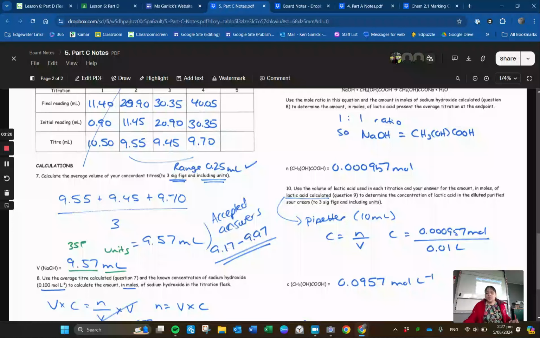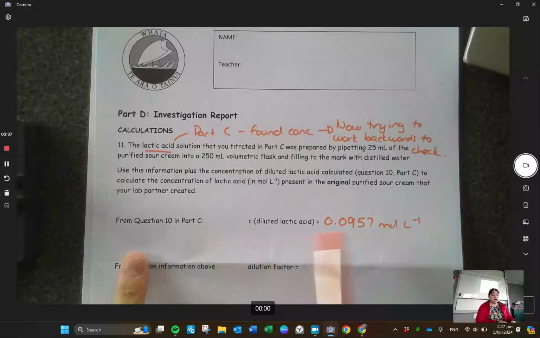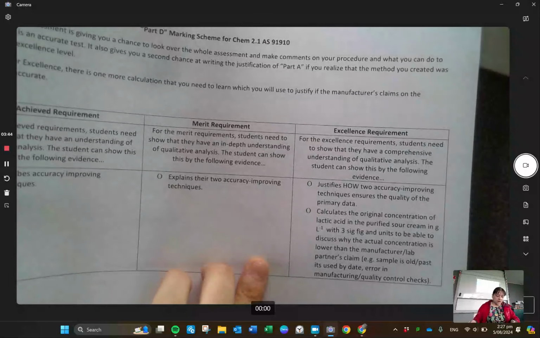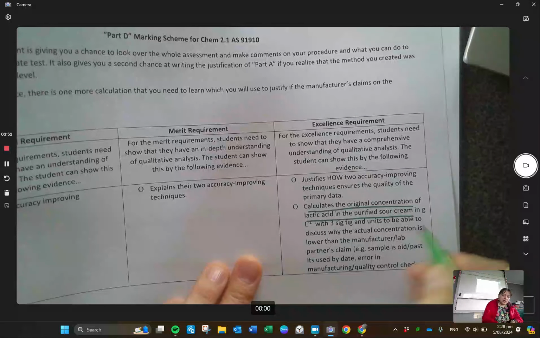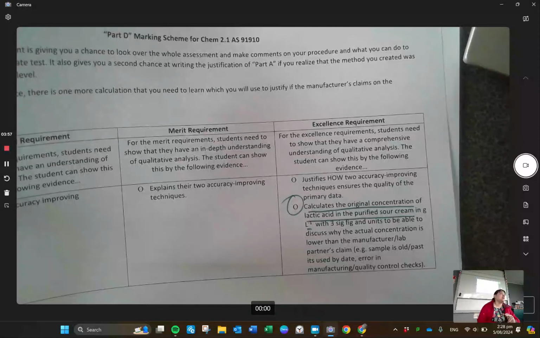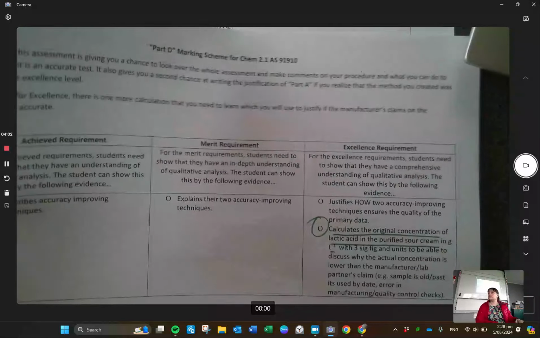All right, cool. So let me just pull that up here. So that's my summary of what we're doing. We're trying to work backwards to check the statements that we had originally. We have now gotten our value here. Now, something to keep in mind with these calculations is that this is only required for the excellence. So it says here, calculates the original concentration of lactic acid in the purified sour cream in grams per liter. So it's an excellence level requirement in what I'm doing right now. So if you're not aiming for excellence, then you don't have to worry about this. But I do suggest you guys give it a go because it's always worth giving it a go. All right, keep going.